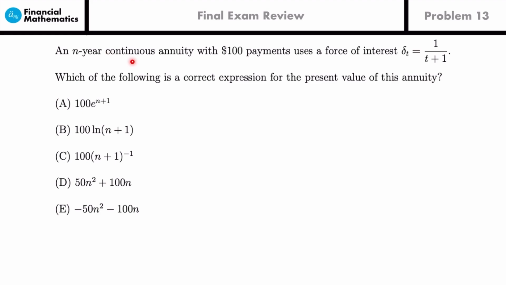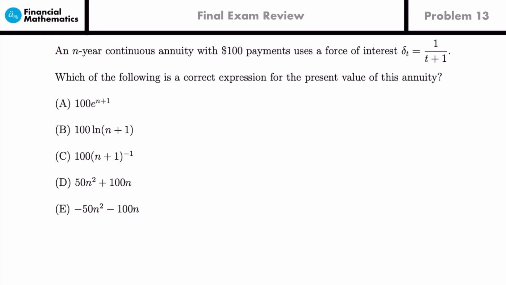We do have a continuous annuity with a force of interest that is dependent on time, right? This force of interest, delta t, is defined in terms of t. We have 1 divided by t plus 1, so the value of the force of interest is dependent on the value of time. So what that means is we are going to be using integration, right? To calculate the present value of this continuous annuity, we will need to use an integral, specifically 2 of them because of the way the formula is structured.